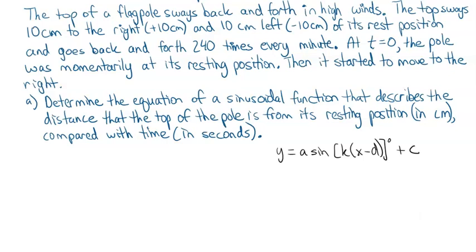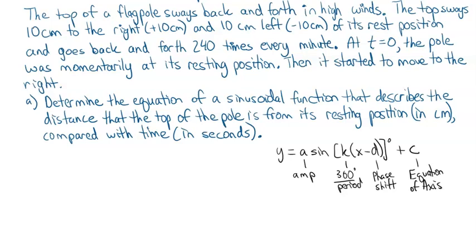What is a? That's represented by the amplitude. What is k? That is 360 over the period. What is the d value? That is the phase shift. And what is the c value? That is the equation of the axis, so how it is shifted up or down.